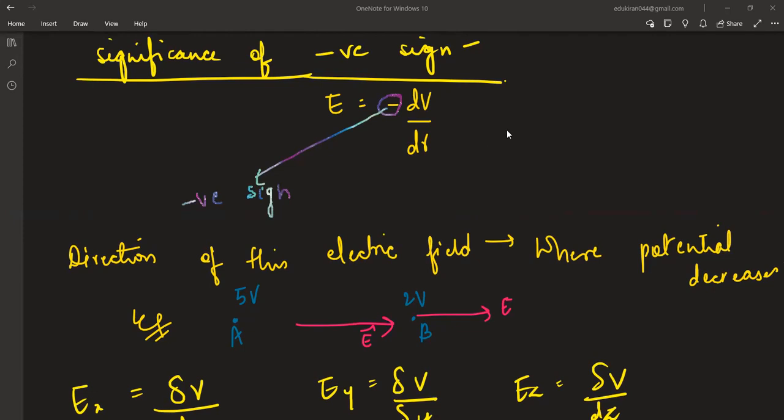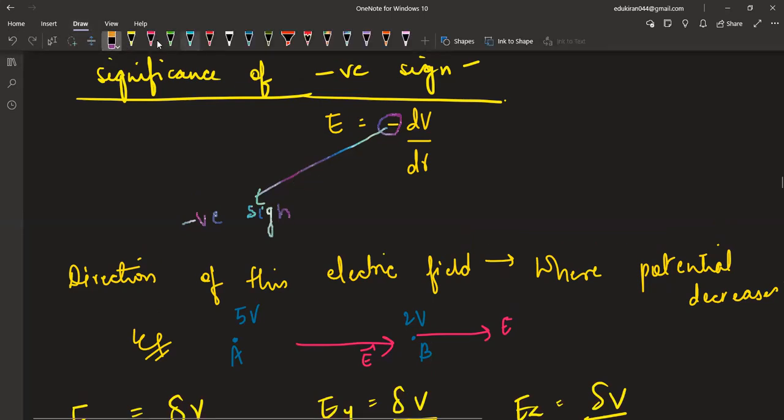All right. See, the minus sign, the negative sign, basically says that the direction of electric field is where potential decreases. This tells about the direction of electric field. Okay, Deborah. It's a vector quantity. So how will you determine the direction of electric field? Direction of electric field is where the potential decreases, right? So this is the negative sign. This negative sign is basically telling you that wherever there is less potential, the electric field will be going.